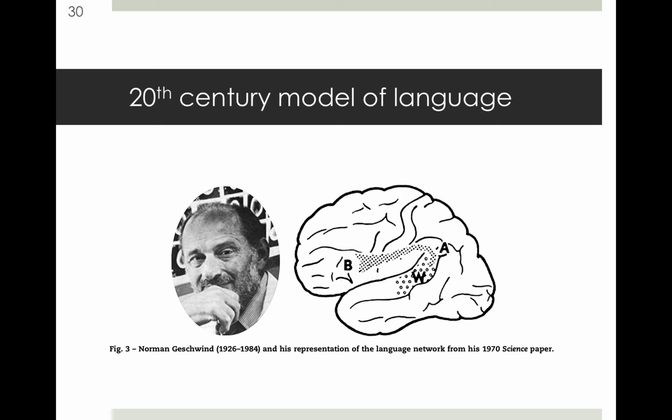So this simple three-node network model of language includes Broca's area, which is B here, and that's in the inferior frontal gyrus, the inferior part of the frontal lobe. And Wernicke's area, which is in the superior portion of the temporal lobe, superior and middle temporal lobe. And then there's an arcuate fasciculus, which connects them. I'll show you more pictures of those in a moment.